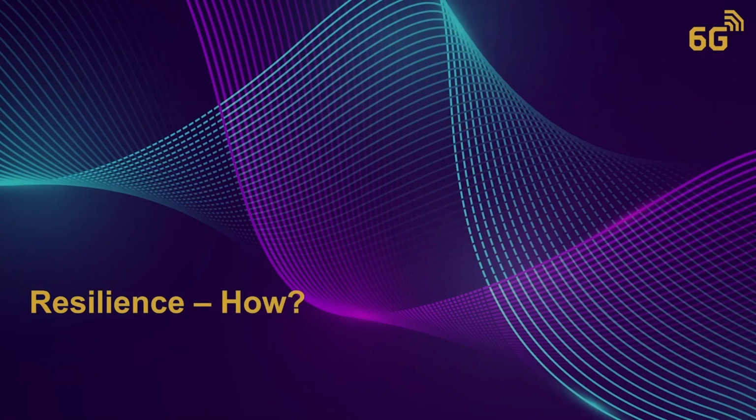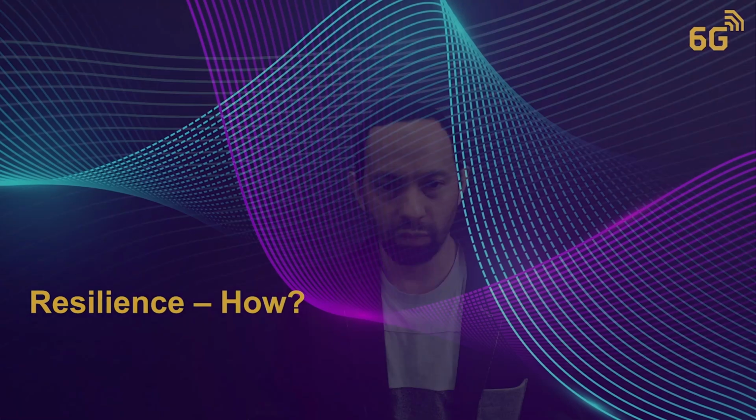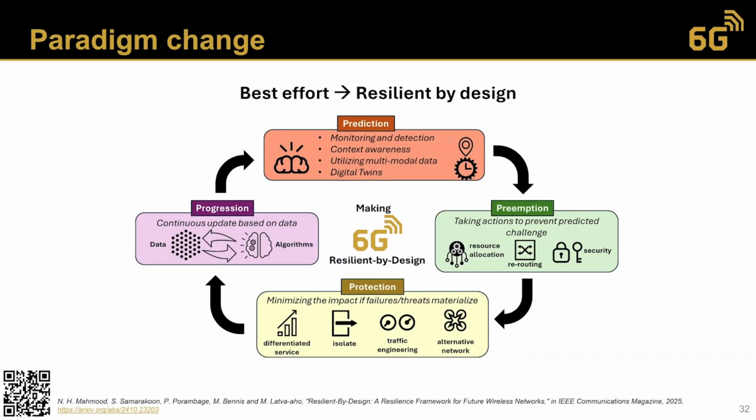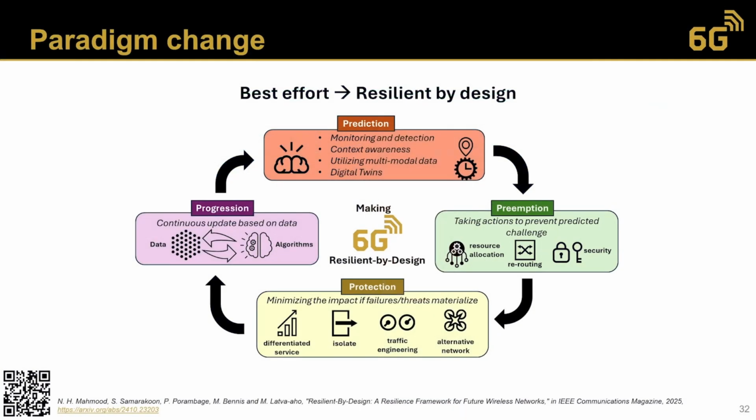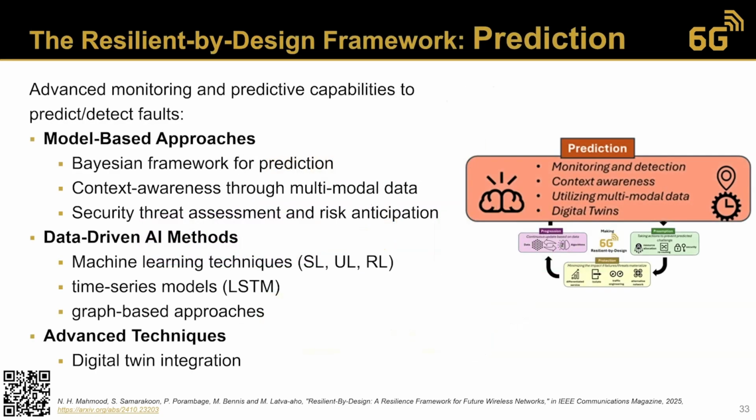So now, in this last 10 minutes, let us look into how resilience can be ensured in the network. So how to ensure resilience? Of course, there's no one solution to this question of how to make networks resilient by design. But here we'll propose one framework that we have been researching here in 6G Flagship, and that was presented in this paper. You can see the link here. It basically says that instead of making networks best effort, we should make networks resilient by design by incorporating this 4P framework. So basically, networks should have these stages of prediction, preemption, protection, and progression. So let's look into them one by one.